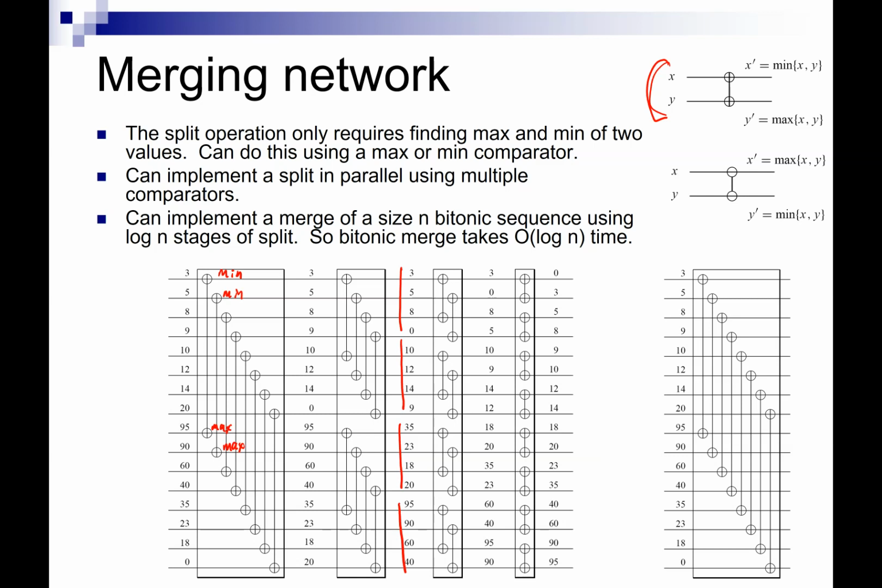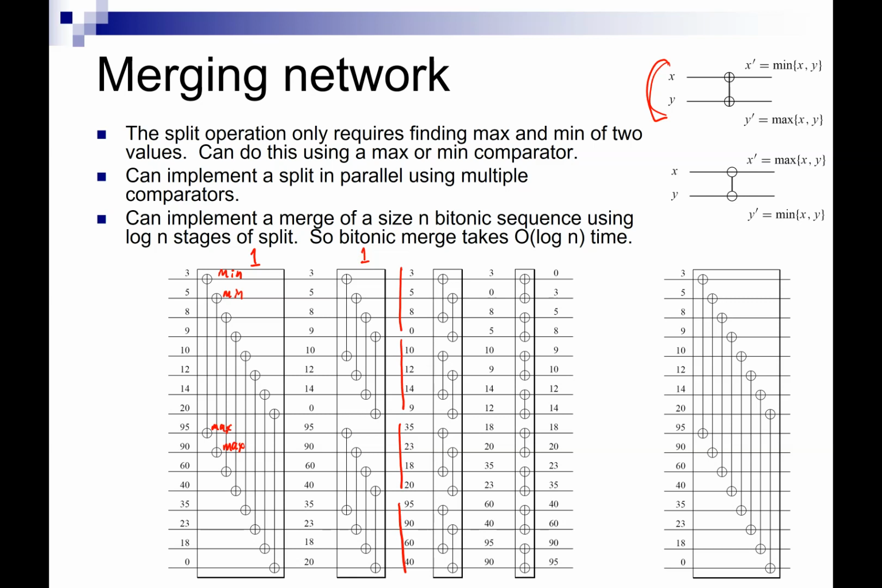Now if you look at each stage, all of these operations can be done in parallel, right? Like the operation between 3 and 95 is going to be done in parallel with the one between 5 and 90, between 8 and 60 and so on. All of these are done in parallel. So therefore, this first step just takes unit parallel time. And the second stage can also all be done in parallel, so this also takes another unit time. So every stage can be done in parallel.